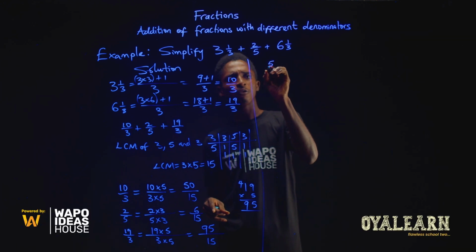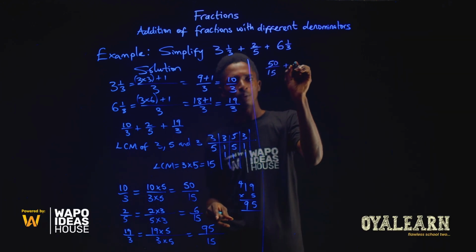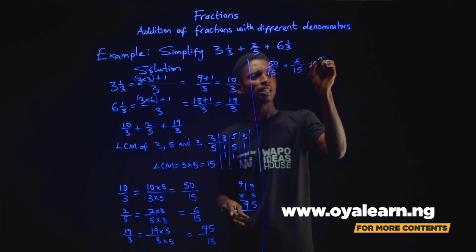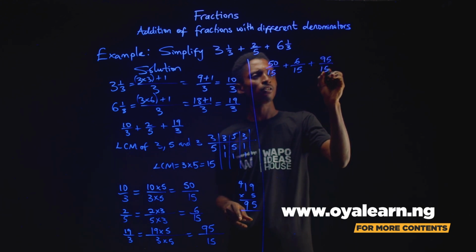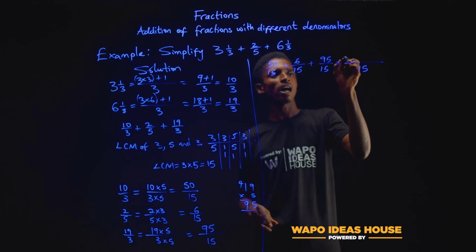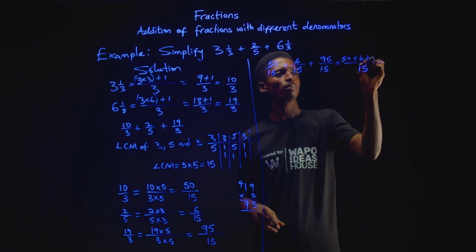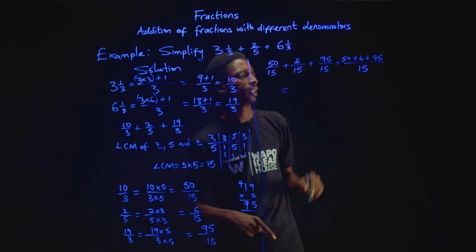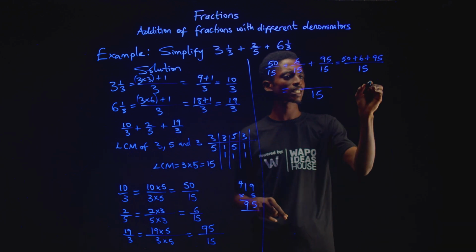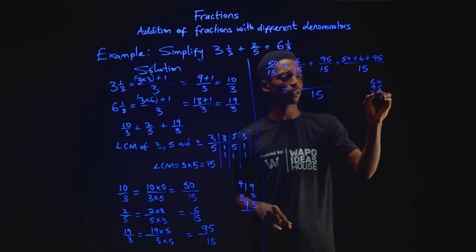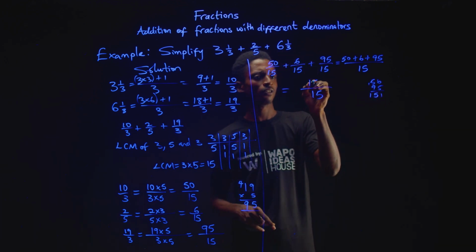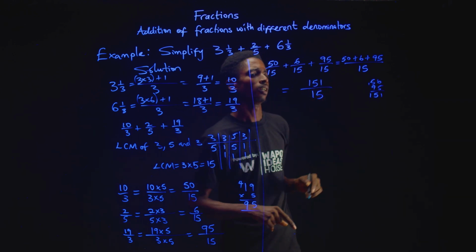So we have 50 over 15 plus 6 over 15 plus 95 over 15, which will then give us our common denominator, 15. So we have 50 plus 6 plus 95. Now let's add that up. 50 plus 6 will give us 56. Plus 95 will give us 151. Good.